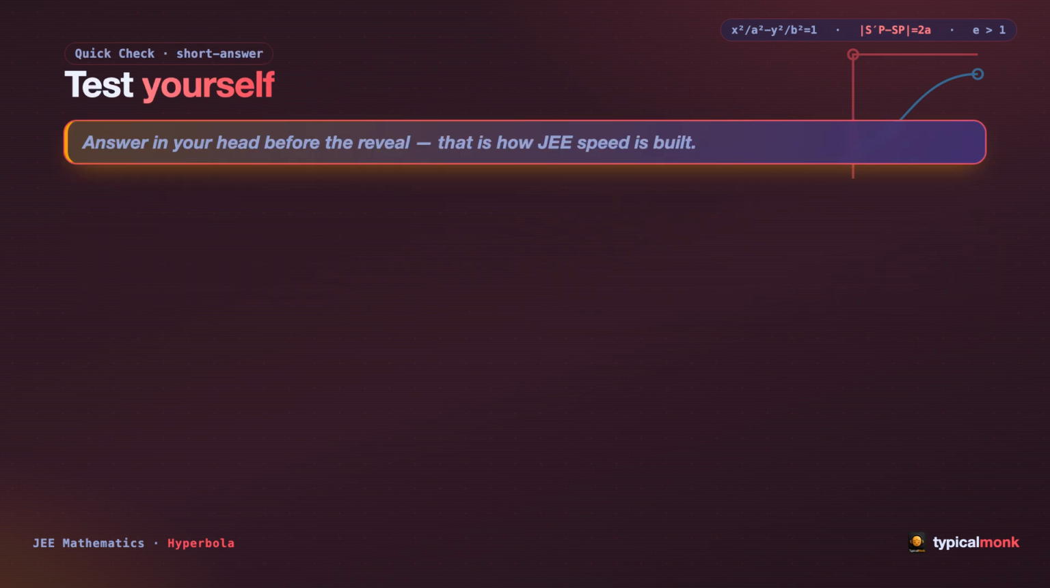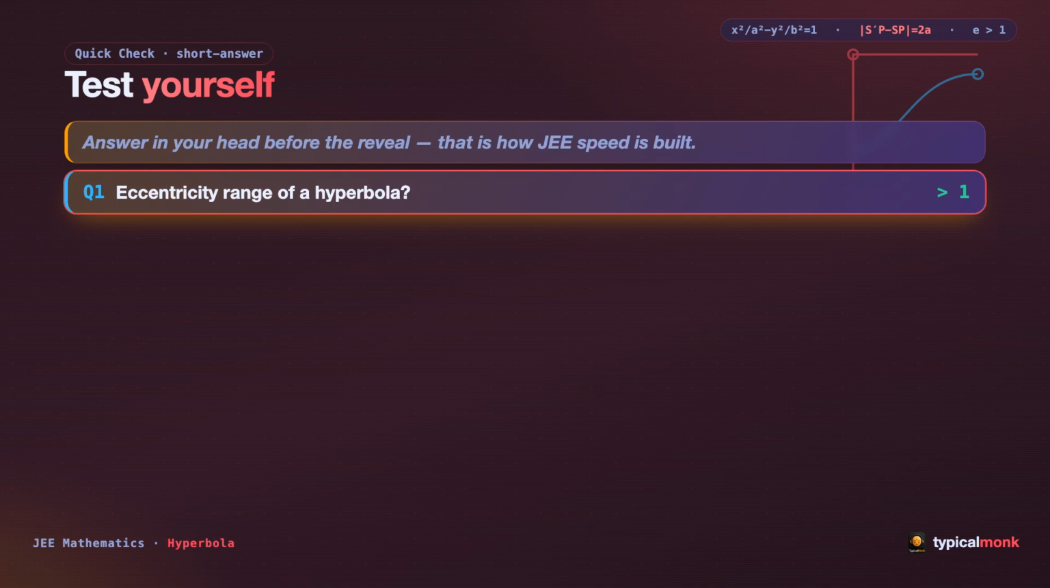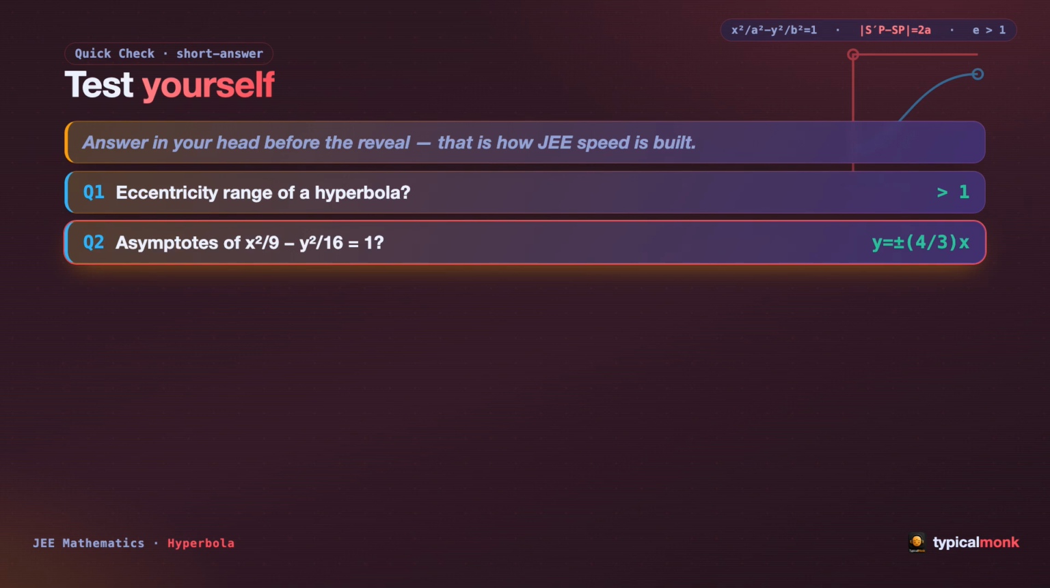Now, test yourself. Answer in your head before the reveal. That is how JEE speed is built. Here we go. Question 1. The eccentricity range of a hyperbola: greater than 1. Question 2. The asymptotes of x squared over 9 minus y squared over 16 equals 1. Here b over a is 4 over 3. So y equals plus or minus 4/3 x.